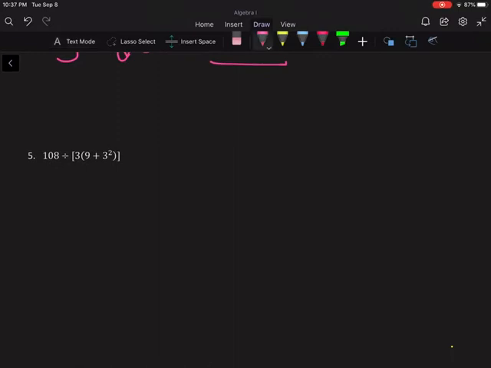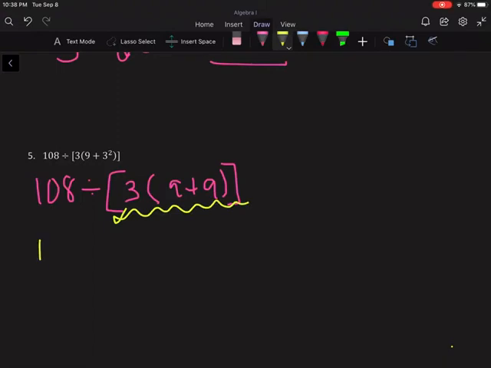So we move on to this. 108, and I'm just going to put the 108, and then we're going to do divided by 3 times 9 plus 3 squared, which is 9. Okay, I have to evaluate everything in here first. If I put this into my calculator just like that, it would work.